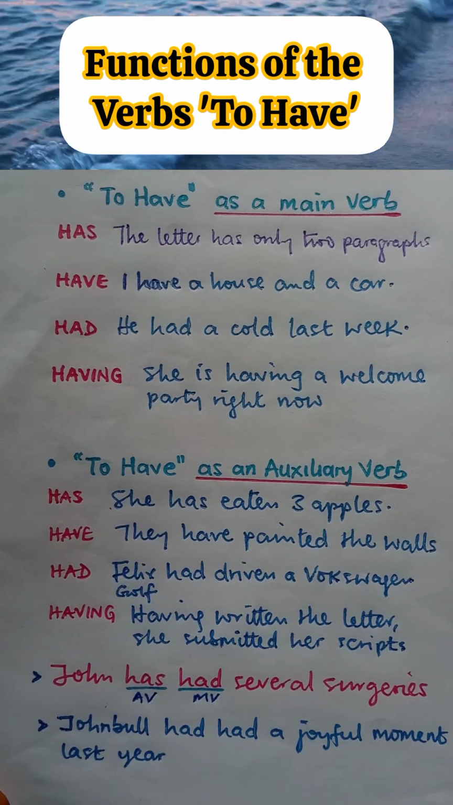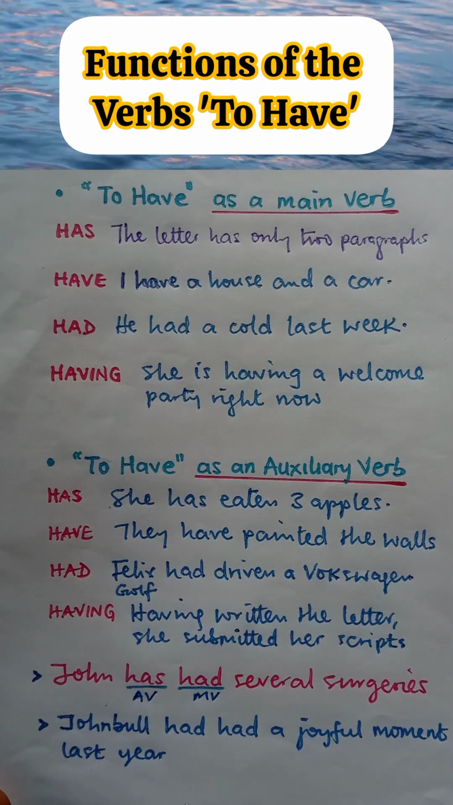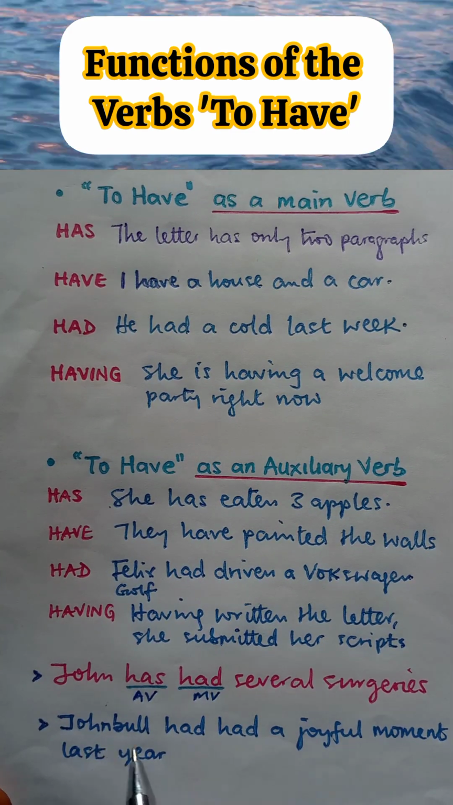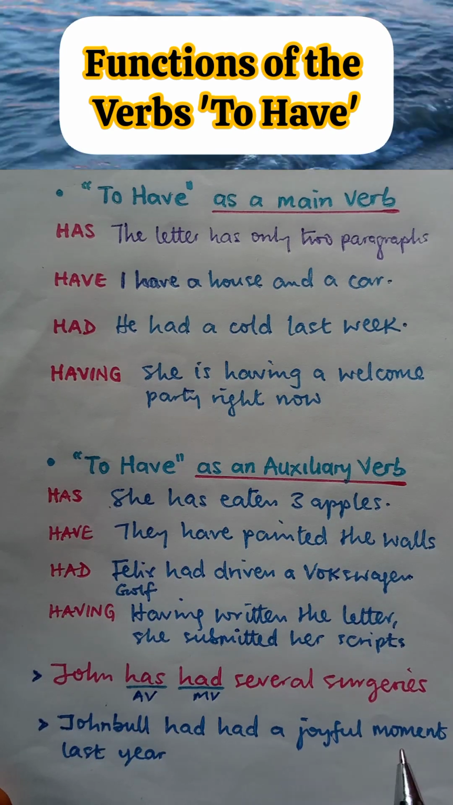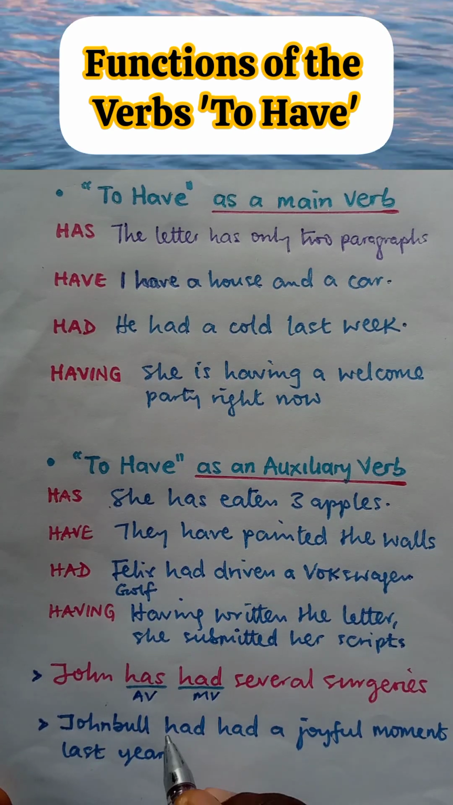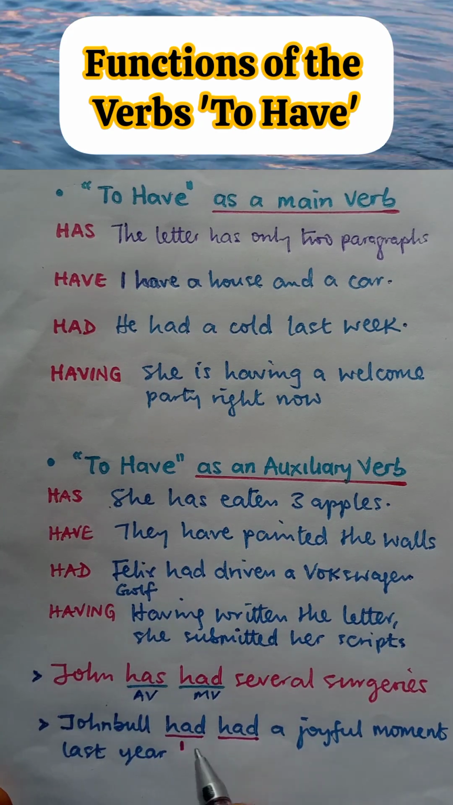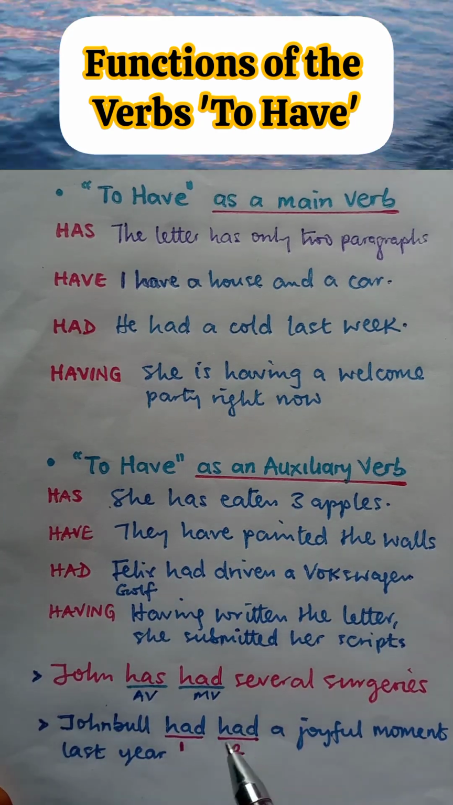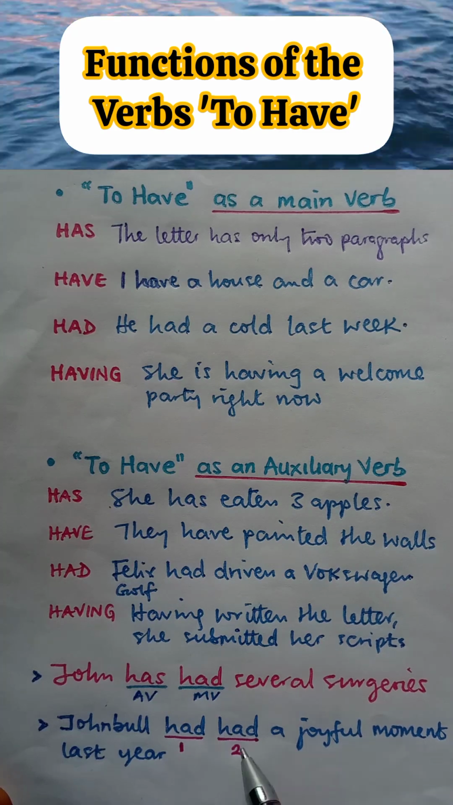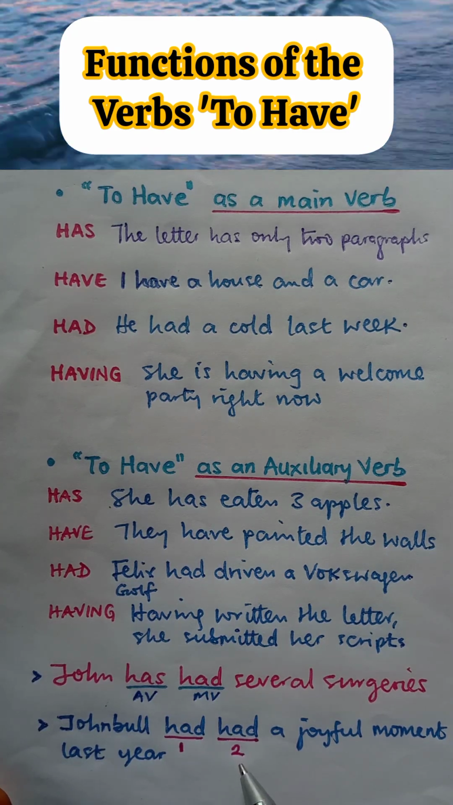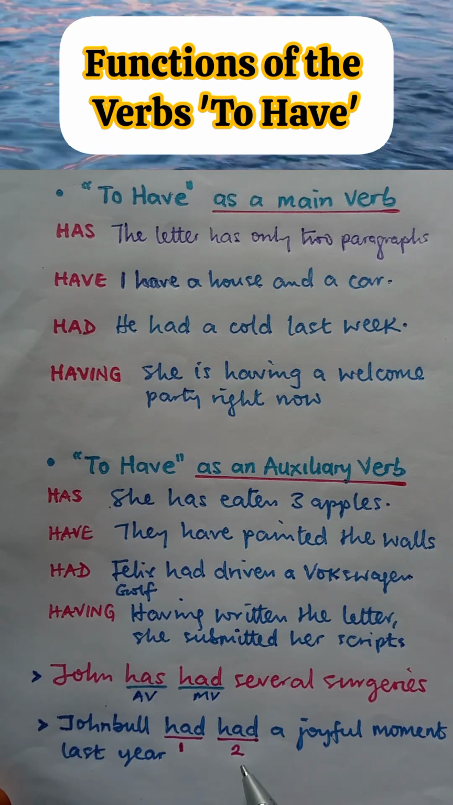Next, let's look at the last one. I think you should try this. Jumbo had had a joyful moment last year. We have 2 to have verbs here, verb 1 and verb 2. Now, between verb 1 and verb 2, which of them is the main verb and which is the auxiliary verb?